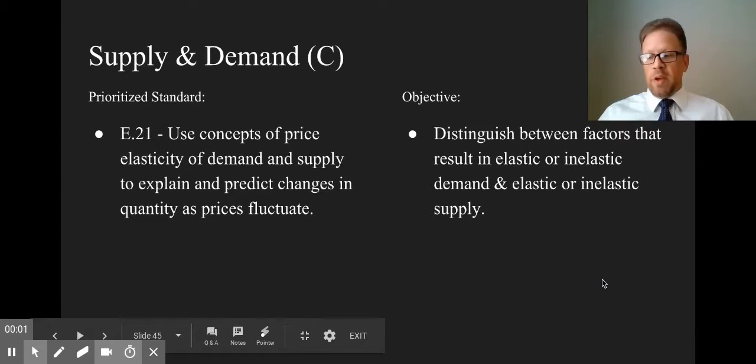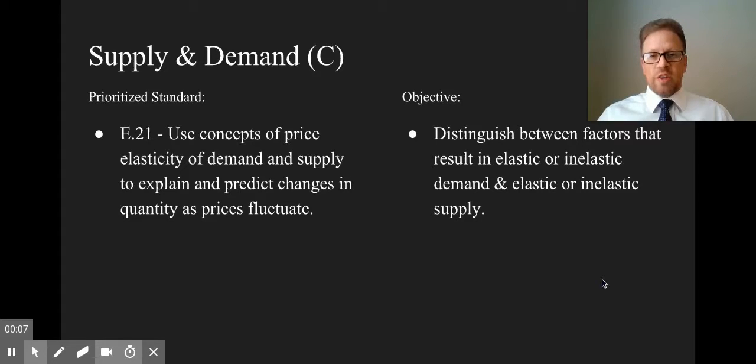Hello, this is Supply and Demand, Section C, Elasticity and Surpluses versus Shortages lecture. Our prioritized standard is Economic Standard 21. Objectively, we're going to distinguish between factors that result in elastic or inelastic demand and elastic or inelastic supply.